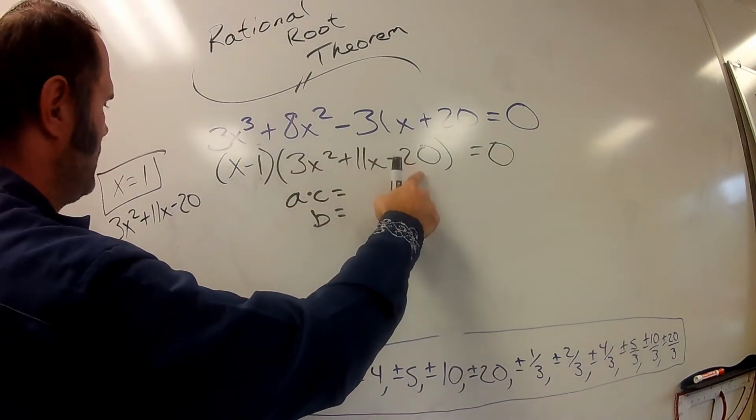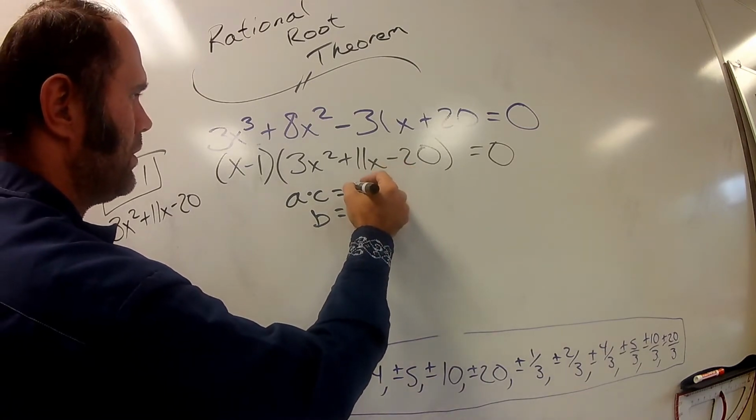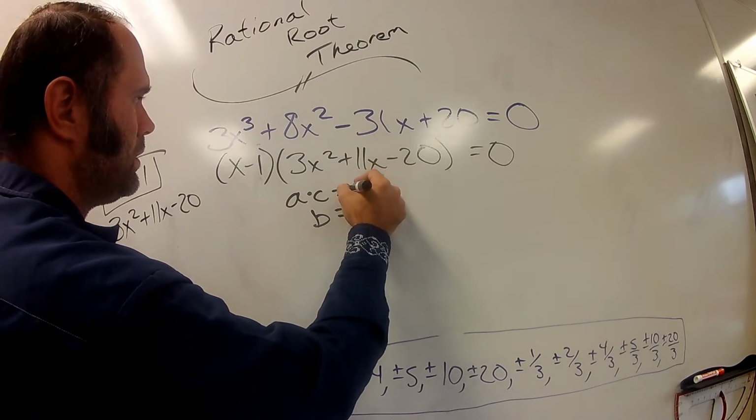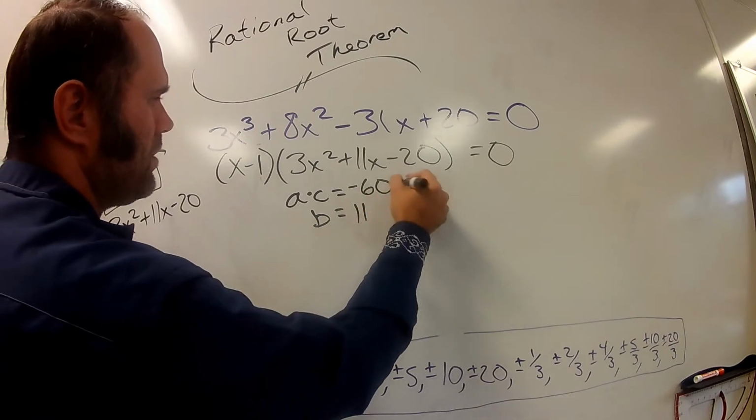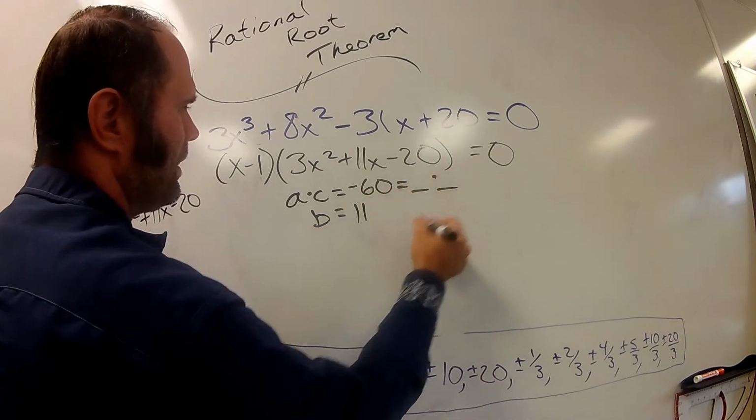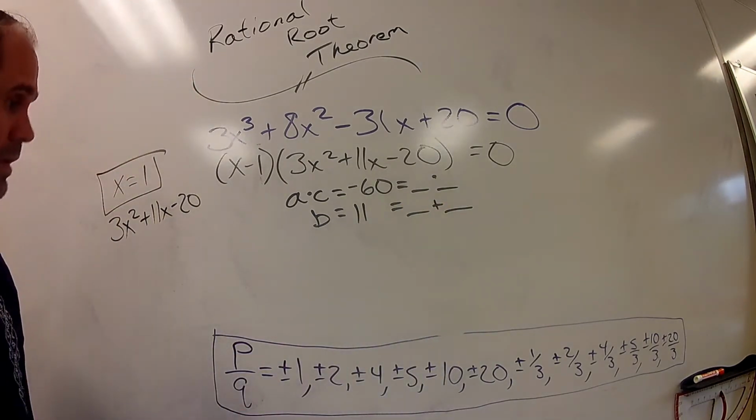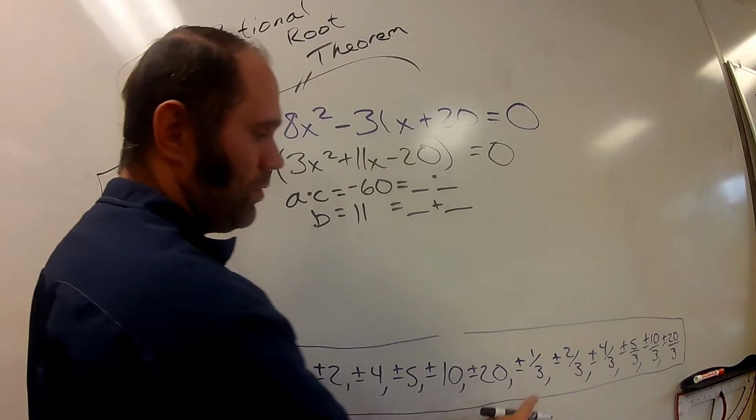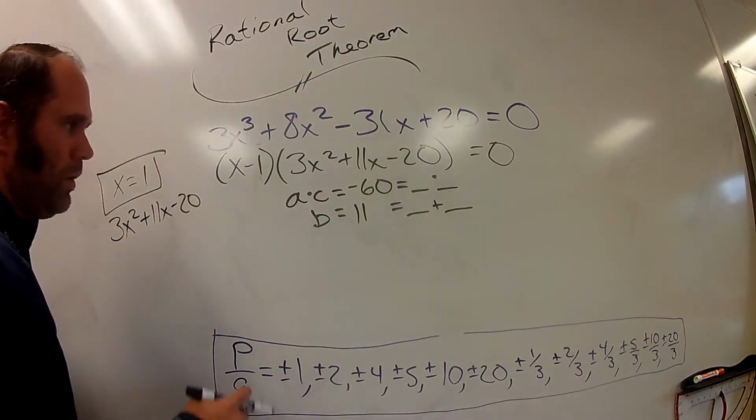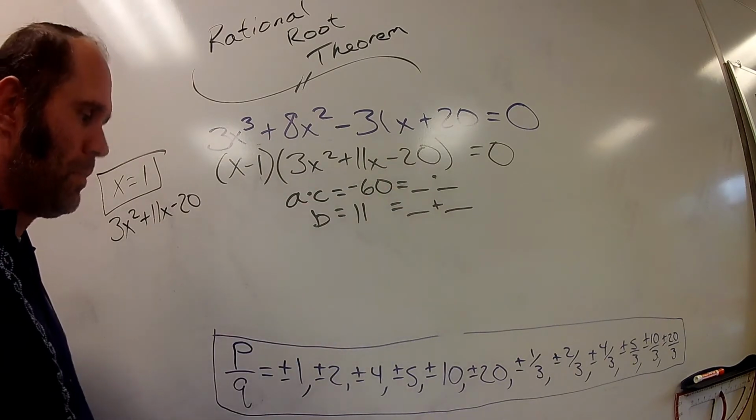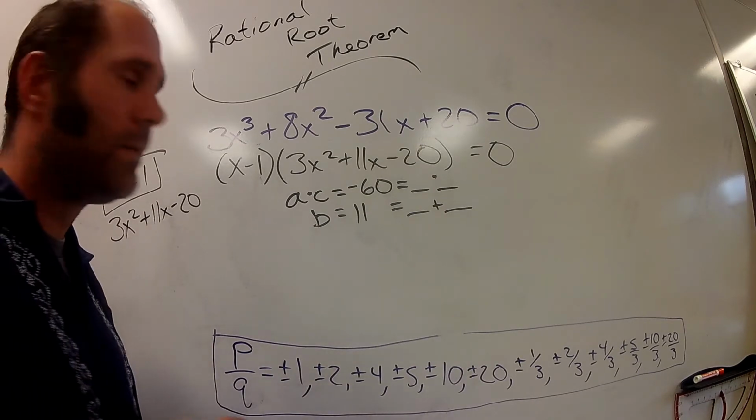3 times negative 20 equals negative 60. And B is 11. So what 2 numbers multiply to give me negative 60 that also add up to 11? Now remember, in this case, we could be getting fractions. If that's the case, we won't get a whole number and the AC method won't work. But we will be able to then cross these out.